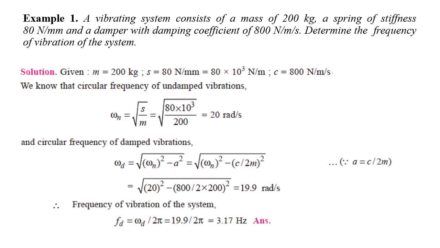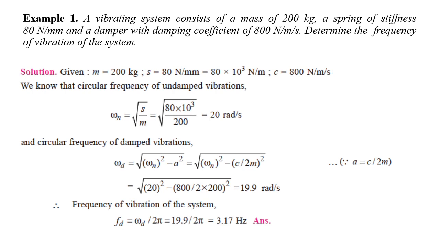So listen carefully. First example, I will read. A vibrating system consists of a mass of 200 kg, a spring of stiffness 80 Newton per mm, and damper with a damping coefficient 800 Newton per meter per second. Determine the frequency of vibration of the system. Now in this problem, one spring, mass and damper system is given, and we are asked to find out the vibration frequency. So we know the formula for frequency of vibration of the system.